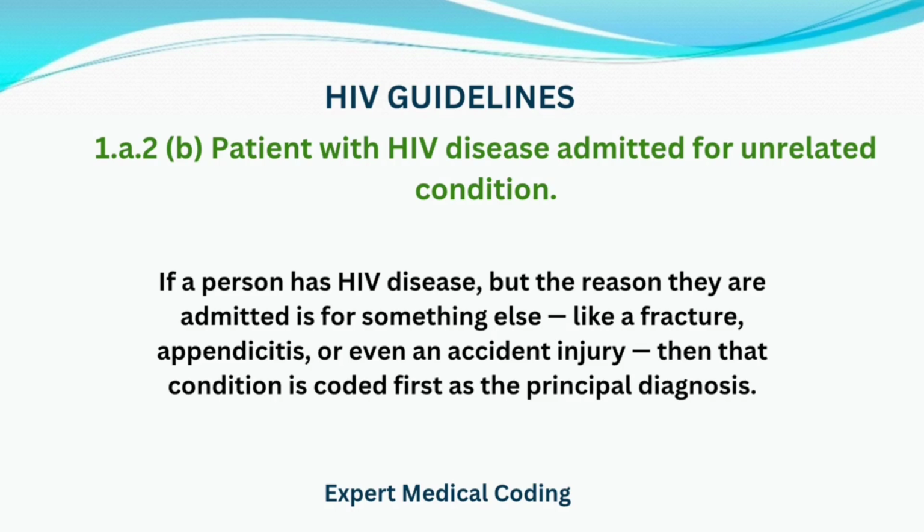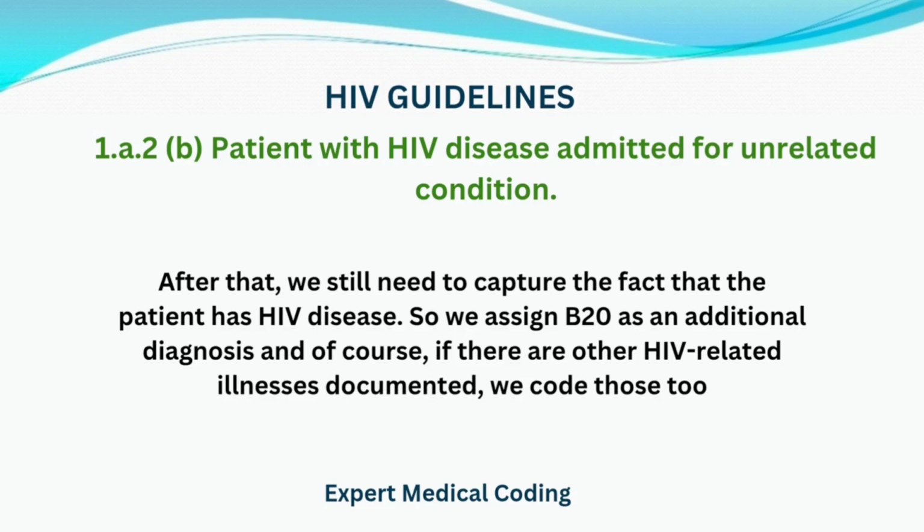Okay, so let's break this down. If a person has HIV disease, but the reason they are admitted is something else like a fracture, appendicitis, or even an accident or injury, then that condition is coded as the principal diagnosis. After that, we still need to capture the fact that the patient has HIV disease, so we assign B20 as an additional diagnosis. And of course, if there are other HIV related illnesses documented, we code those too.